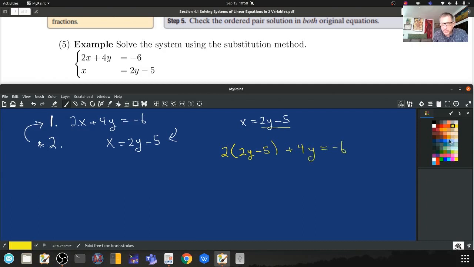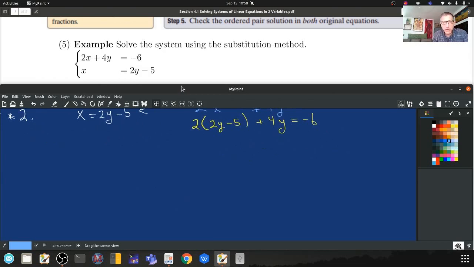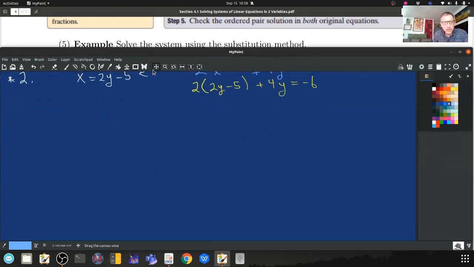Just to make sure you see what I'm doing, I had 2x plus 4y is equal to minus 6. But here I found out that x was actually equal to 2y minus 5. So this is 2 times x. So I have 2 times, in parentheses, 2y minus 5. And that's just an equation in one variable. Let's go ahead and solve it.